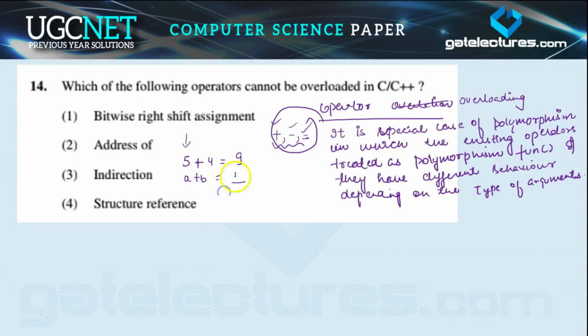So what will be the result? The result is a into b. So here the behavior of this operator is going to be different. That's why this is operator overloading. So we have different kinds of operators.